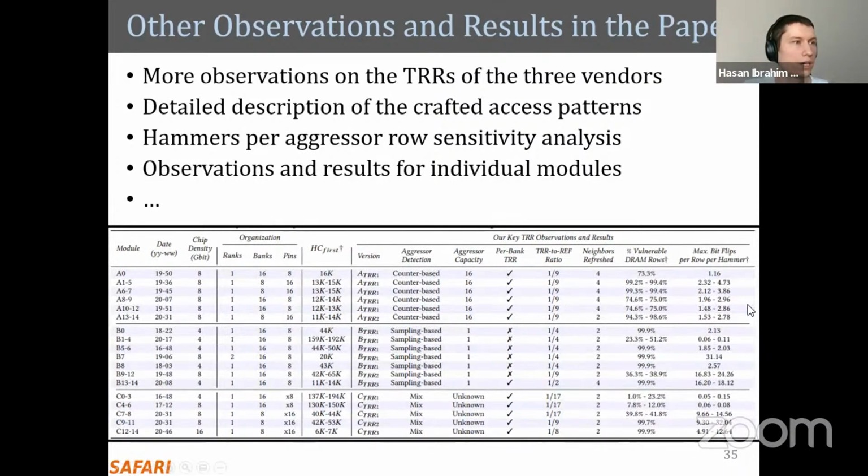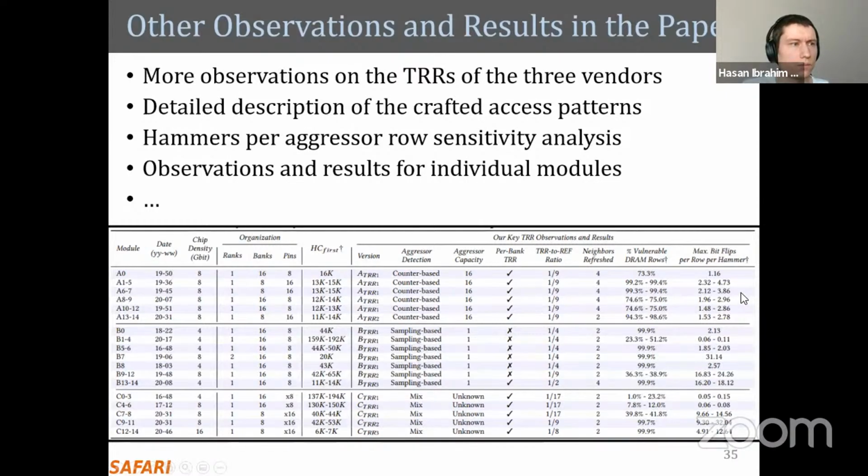And here's the table again, right? In this table, we show the maximum number of bit flips per row per hammer. This is a metric we developed in order to show the bit flips in these models in a comparable way. For example, for module B7, we can see that with a single hammer, we cause something like 31 bit flips, across the entire module, I believe.